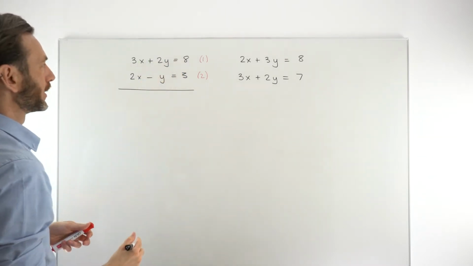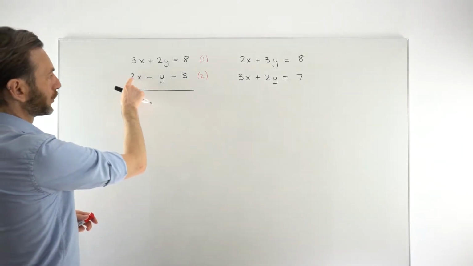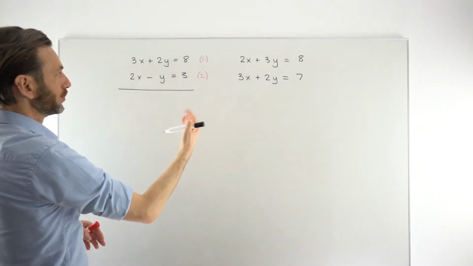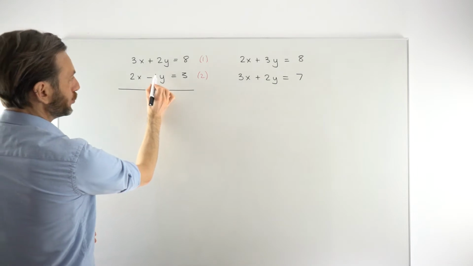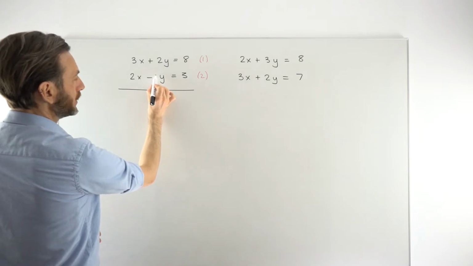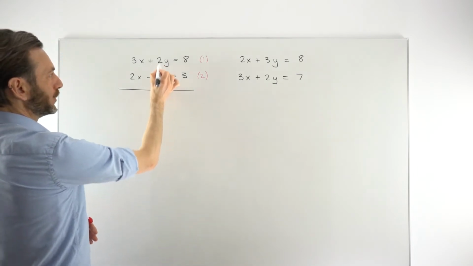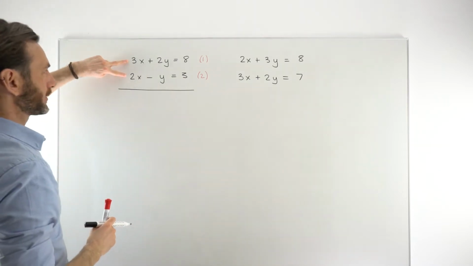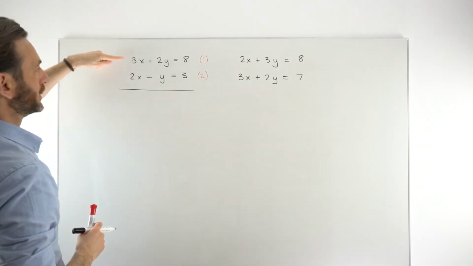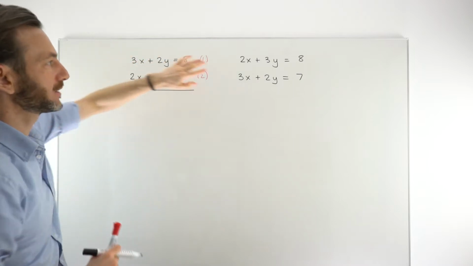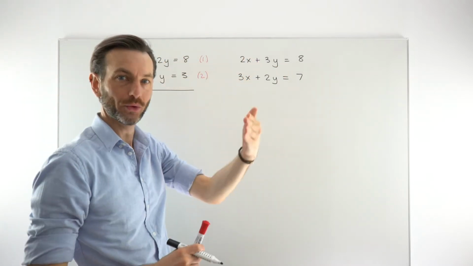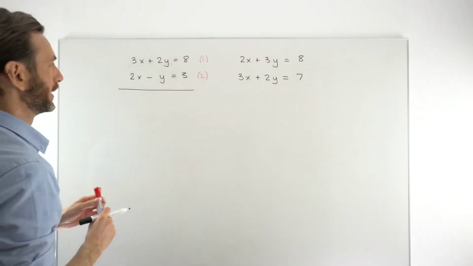The way we're going to do that is by multiplying equation 2 by 2, because if we multiply everything by 2, we're going to end up with a 2 here, and the 2 will match up with the 2 here. You could also get the x's to match up, but to do that you would need to multiply both equations. In this case here, we're going to have to multiply both equations. We'll deal with that in a moment.